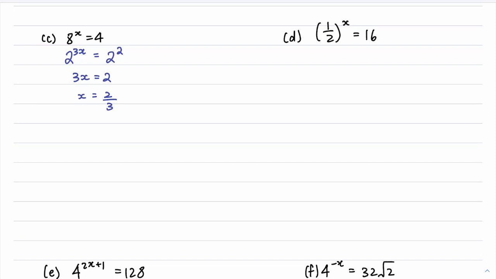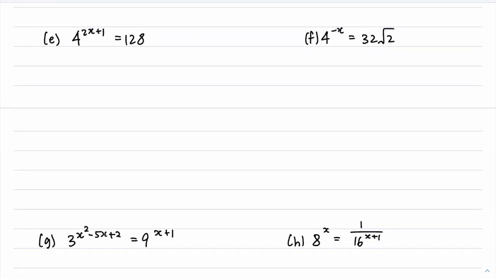D. There's an extra equal sign there that's not supposed to be there. 1/2 can be rewritten as 2 to the power of negative 1. So we have 2 to the negative x on the left, and 16 is equal to 2 to the power of 4, leaving us with negative x equals 4, or x equals negative 4 as our final answer.